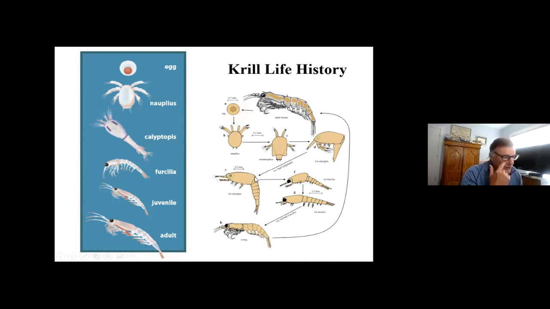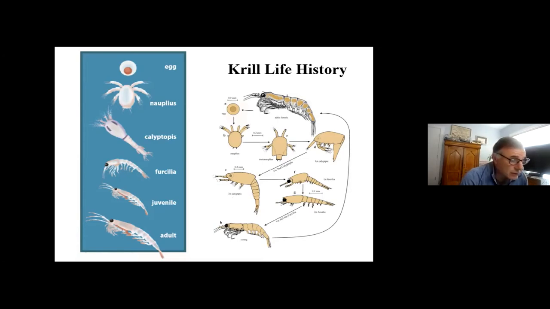Typically there are 3 calyptopis stages where it grows bigger and develops more and more abdominal segments and thoracic appendages, and then it transitions into a furcilia, starts developing the abdominal appendages, and then finally becomes a juvenile, and at that point, it's going to grow up. And the time it takes to go through this rotation varies between species. So for our local species, it's about a 2-month time frame from egg to adult. It takes about 2 months to go through that whole phase.